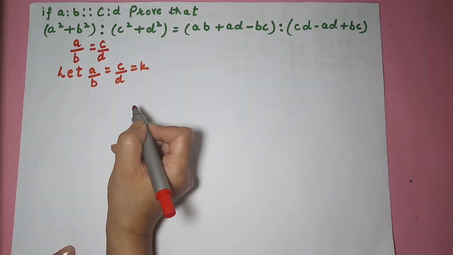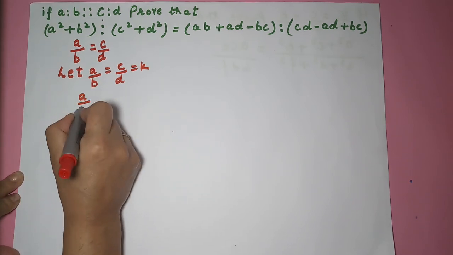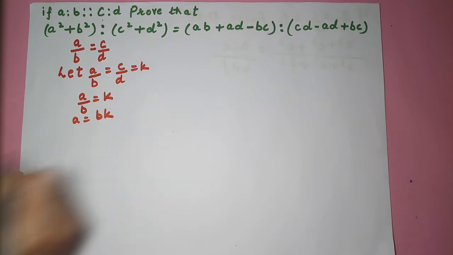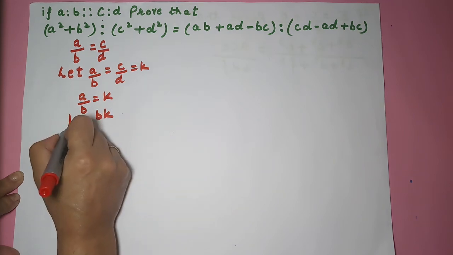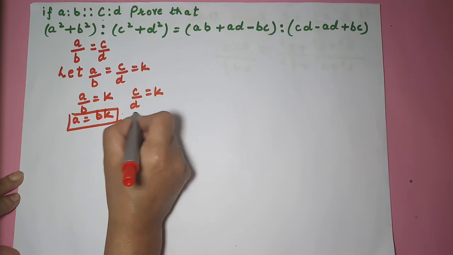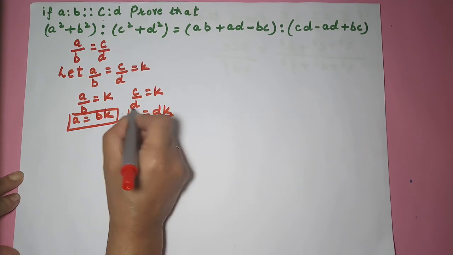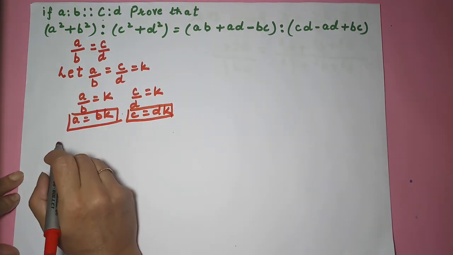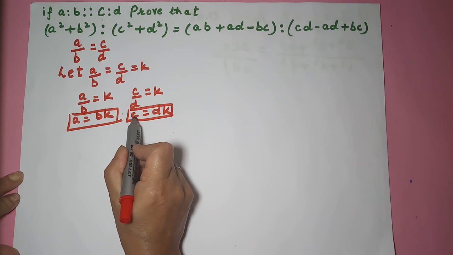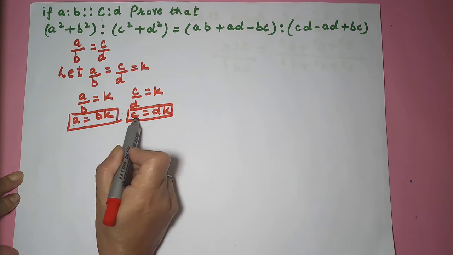As I told you, we are going to do these sums with the help of K method. Now, does it mean A by B is equal to K? What does that mean? A is equal to BK. And C by D is also equal to K. Does that mean C is equal to DK by cross multiplication? Right? Now you have two values. All you need to do is remember that you have two values, A and C, which you are going to replace. You are not going to touch any other term other than A and C.